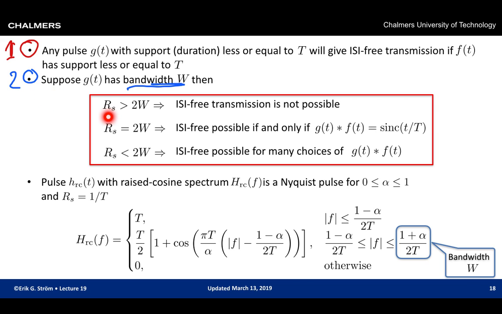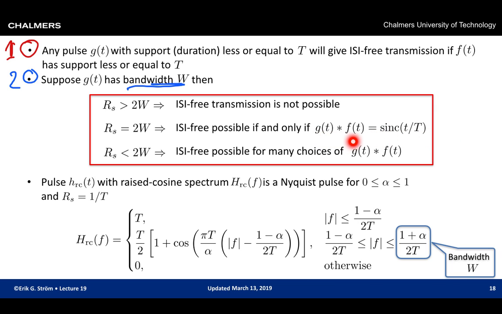Well, it turns out that if the symbol rate is too high, we're out of luck. Okay, so if the symbol rate is more than twice the bandwidth, then there's nothing we can do. We will have intersymbol interference. If the symbol rate is exactly twice the bandwidth, then it's possible to be ISI free, but only if and only if the convolution of g and f is this sinc function.